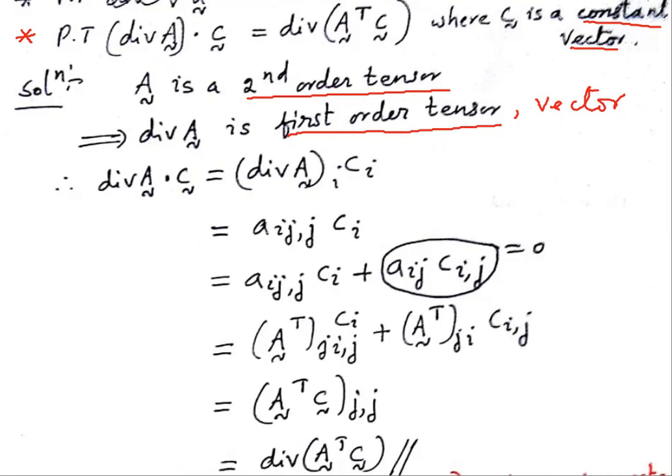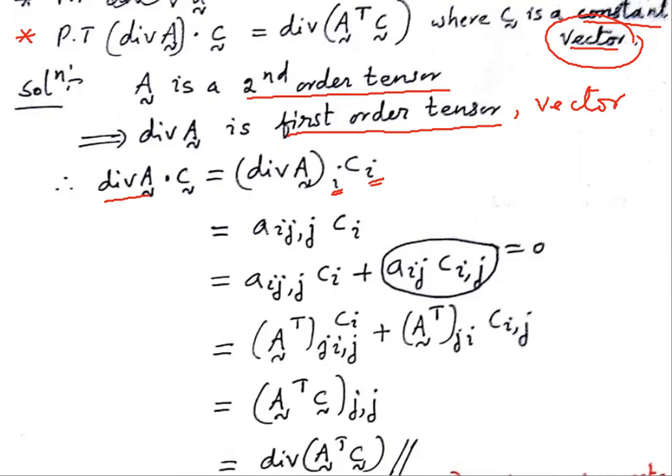Now, divergence A is a vector dot C. What is C? C is also a vector. So the dot product of two vectors is a scalar. This will be equal to the first vector if I take i, and for C also I should take i, because this part is a scalar. So divergence A, i component, and for C also i.